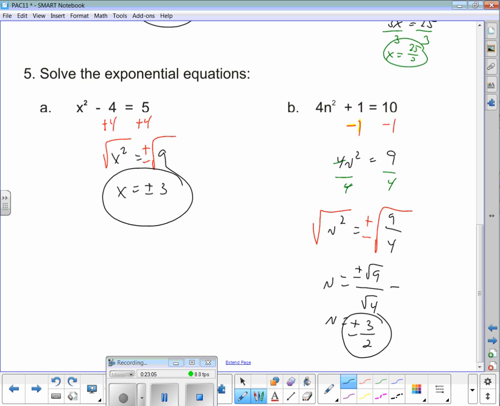You can get away with that procedure on this one because that 4 easily takes the square root, but it only works in that scenario, and therefore it's not wise to do. But on this one, you could have ended up with the correct answer.